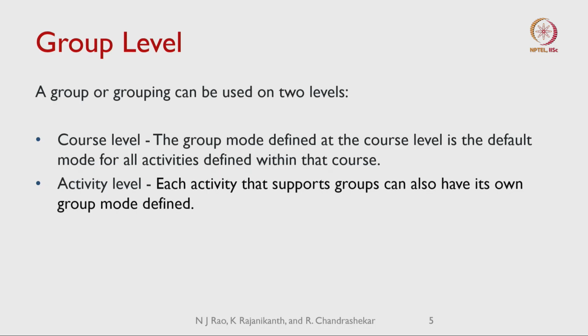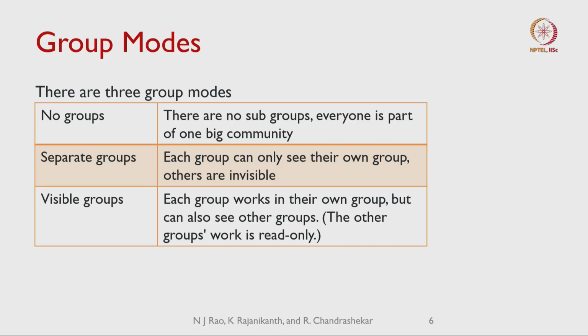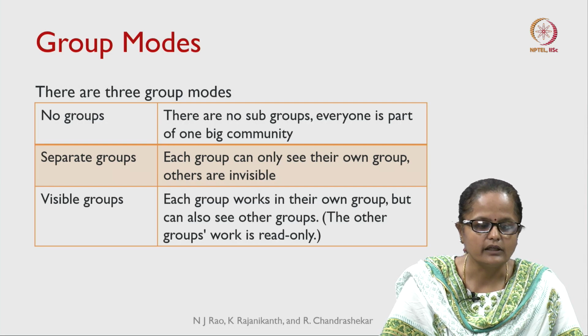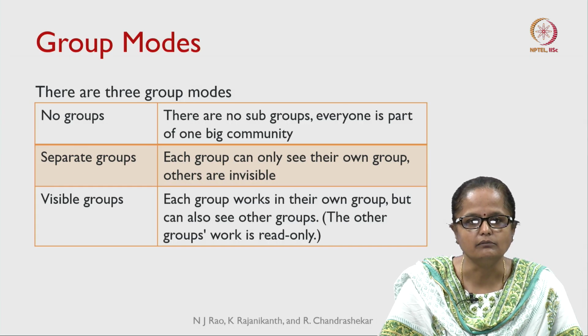There are two levels of group in a Moodle course. One is at the course level and another one is at the activity level. The group modes will be created in the course whenever we are going to create an activity. Here there are three types of group modes in Moodle.